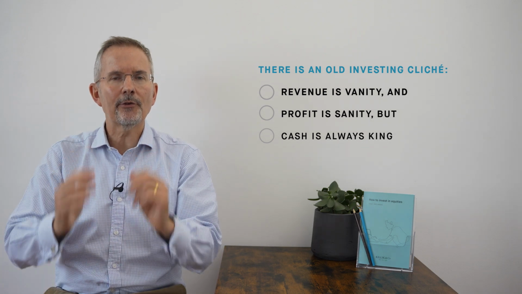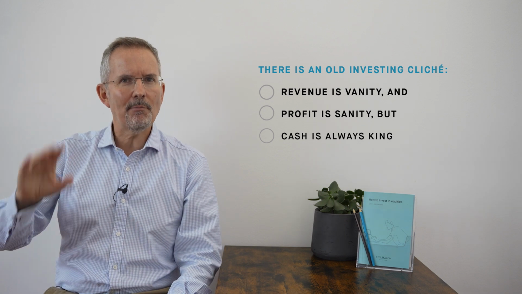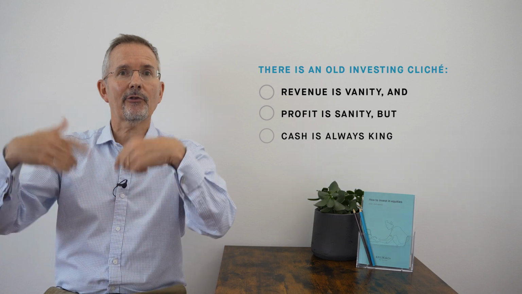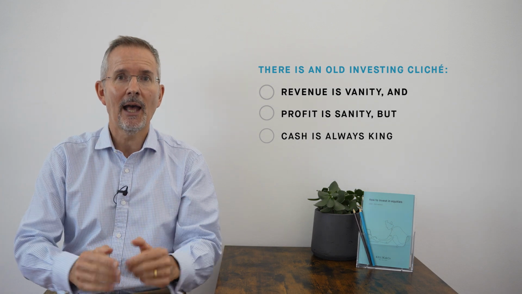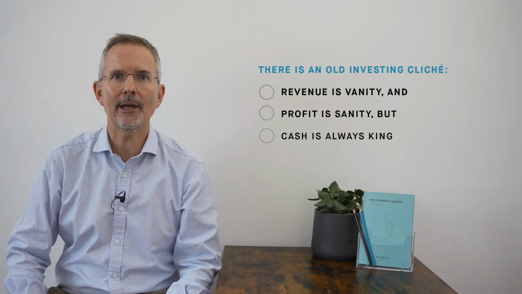In other words, what that is saying is that sales numbers are fine, but can you fully trust them? Profit is a bit more believable because that's sales minus costs, but cash ultimately is what's going to pay your dividend and is what the company's going to use to reinvest. So cash is the real deal.